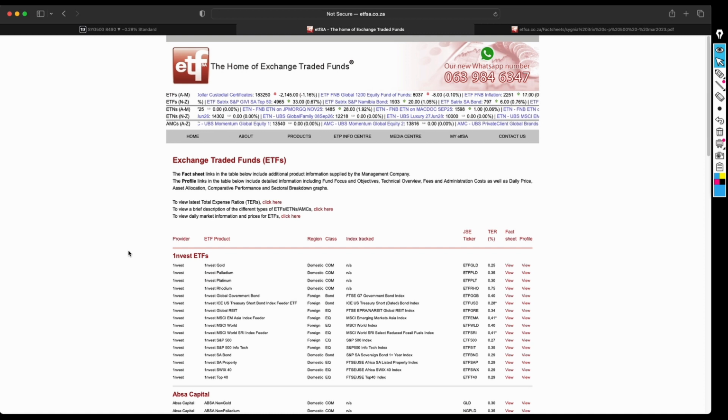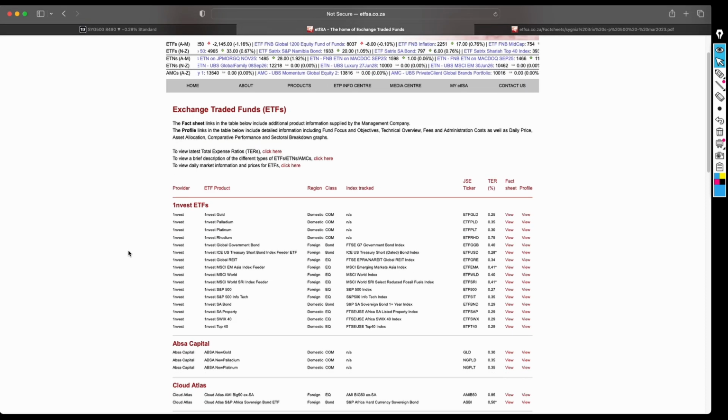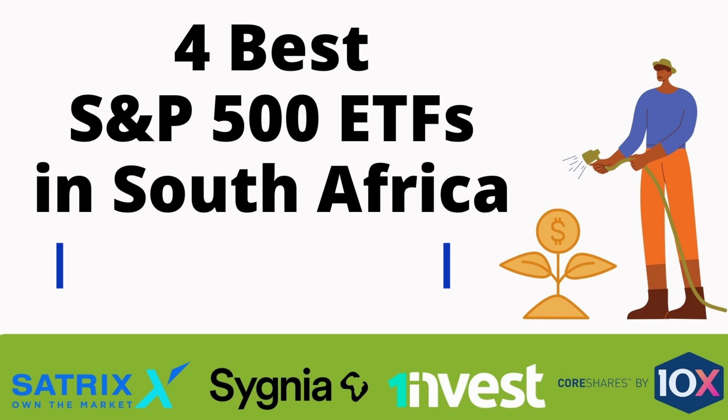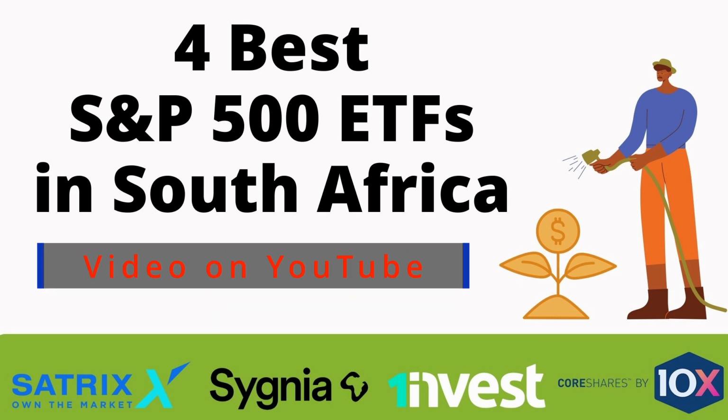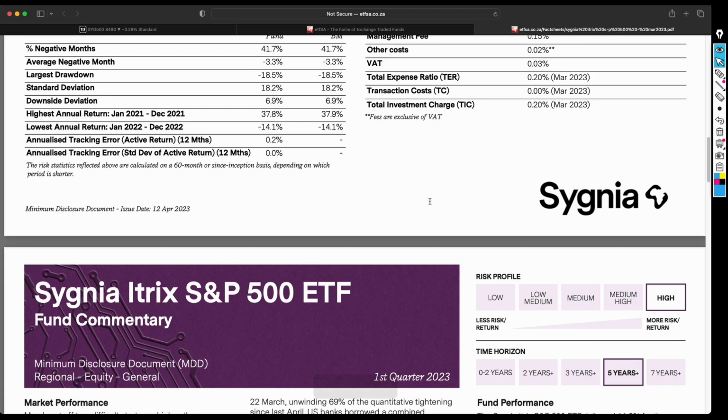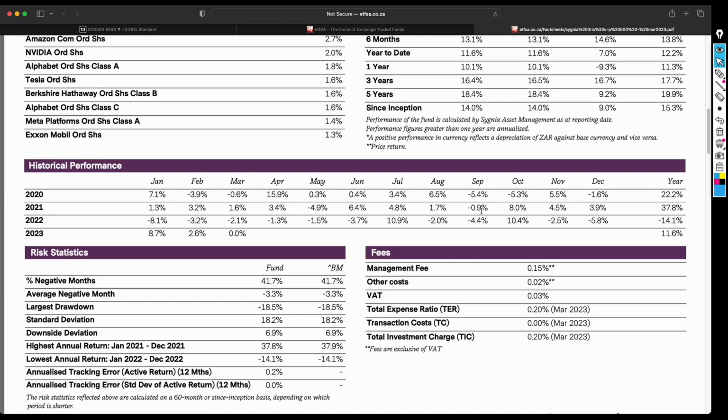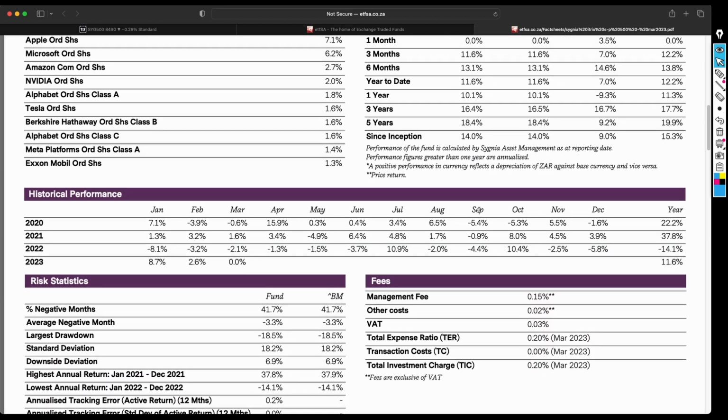So if you want a total return, you can consider OneVest or Satrix, but if you also want to receive distribution, then you can consider Cautious or Sygnia S&P500. So I think the important things I've already covered here: the risk profile, the total expense ratio, the holdings.